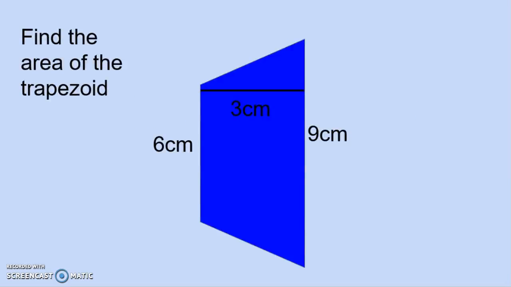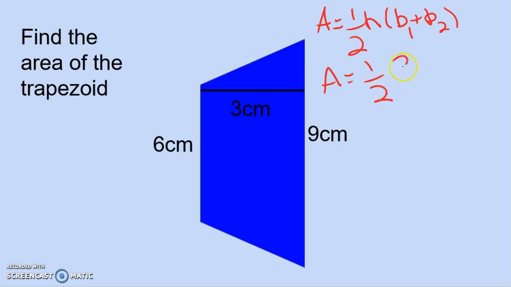We are asked to find the area of the trapezoid. So remember, tomorrow you're not allowed to use your notebook, so you need to remember these formulas. The formula for the area of a trapezoid is 1/2 height times base 1 plus base 2. So here we have our area is 1/2, our height is 3, our base 1 is 6, and our base 2 is 9. Now our next step is we're going to keep the 1/2 and the 3.